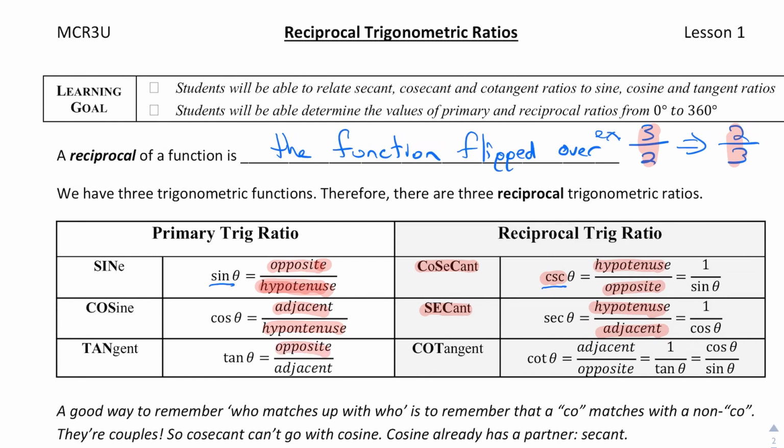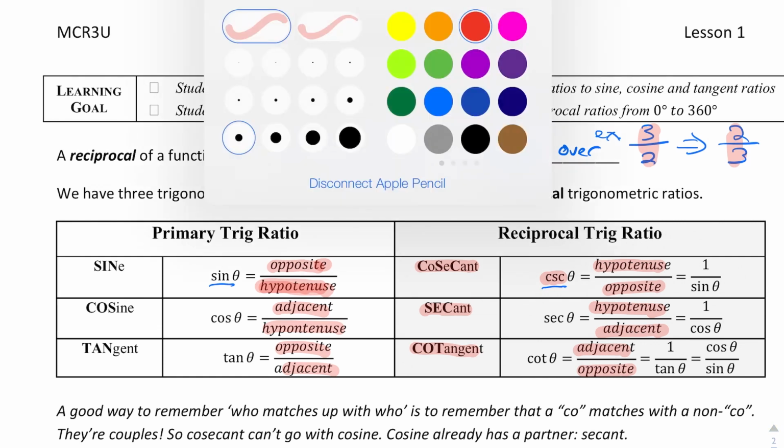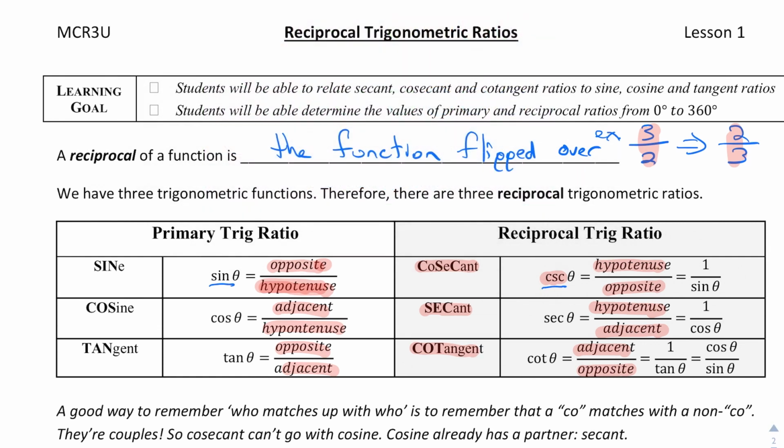And then the last one here, tangent, has its reciprocal, which is called cotangent. And cotangent, just instead of opposite over adjacent, it's adjacent over opposite. Another way to think of these things is that you have 1 over the function. And so cosecant is really just 1 divided by sine, secant is 1 over cos, and cotangent is 1 over tan.